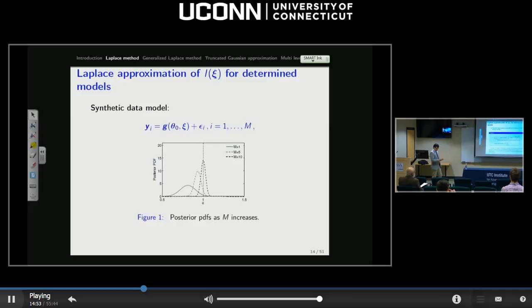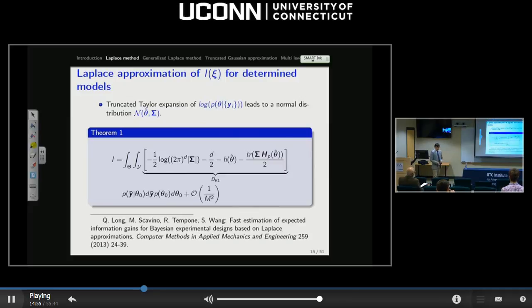And as long as we can do the approximation of the Gaussian distribution for the posterior, we'll see that we can carry out part of the nested integration analytically, right? Because the posterior is a Gaussian. And then we end up with a single loop integration. So there's no double loop anymore.